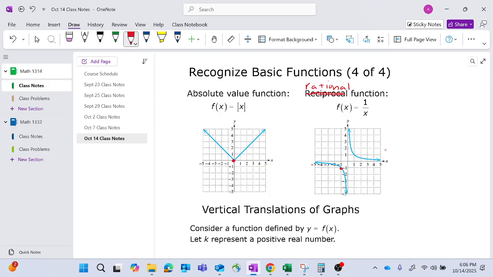This one, I wouldn't worry about this one. The rational function, I wouldn't worry about this one too much. It's a little more complicated. I think we talk about it next week or the week after, I think. So I wouldn't worry too much about this one yet.